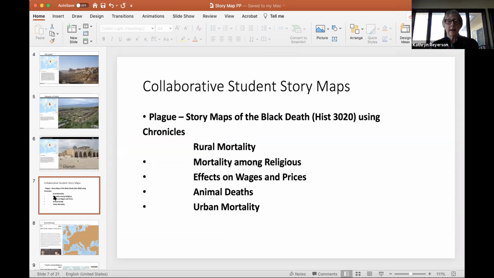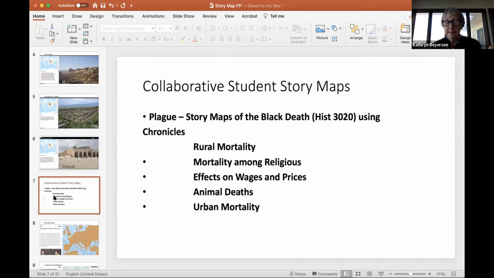A different take was utilized in the seminar History 3020 with the theme of plague or the Black Death. In this instance, again, I wanted students to focus on the primary source material that I was having them read on the plague, on the effects of the plague, the 1348 version. And I wanted to encourage a collaborative exercise along 5 different themes. So the students were broken up into 5 groups.